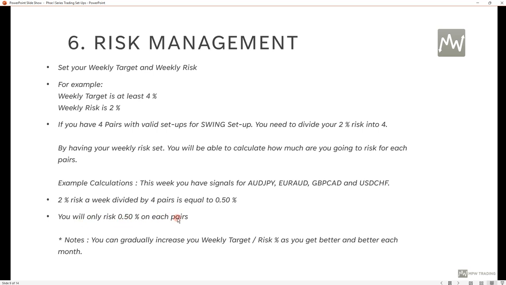Okay? So you can gradually increase naman yung weekly target and risk percent mo as you get better and better each month. So kapag nagiging confident ka na, nagkakaroon ka na ng kumpiyansa sa system, alam mo na yung ins and out ng system, then you can increase the weekly target and risk percent, no? But starting, so advice ko nga is 2% lang.